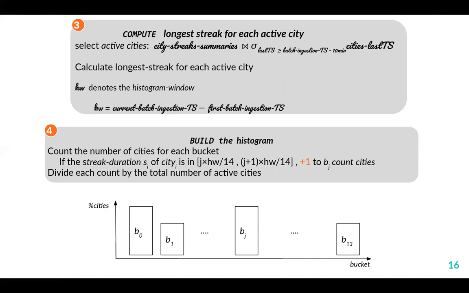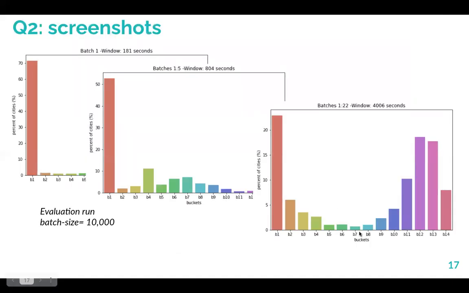So the final step is to build the histogram. So first we have to count the number of cities for each bucket. We count it as follows. If the track duration SI of city I is in that range, we add +1 to bucket J count cities. And finally, once all counts are calculated, we divide each count by the total number of active cities to calculate the percent. In that slide, I show some screenshots of Q2.